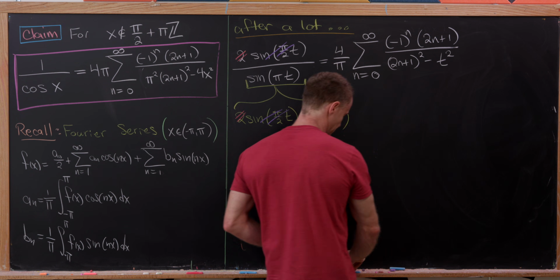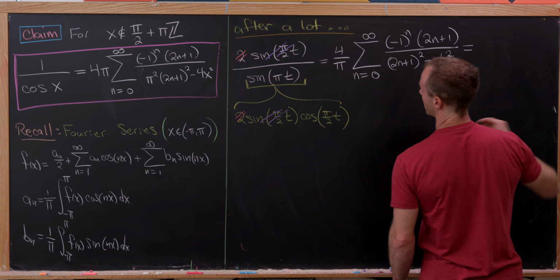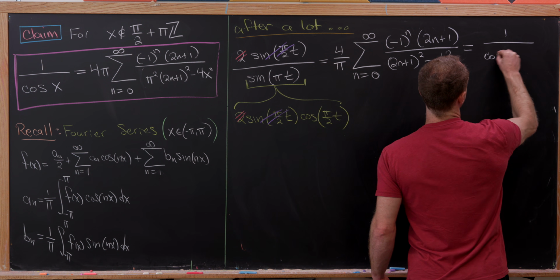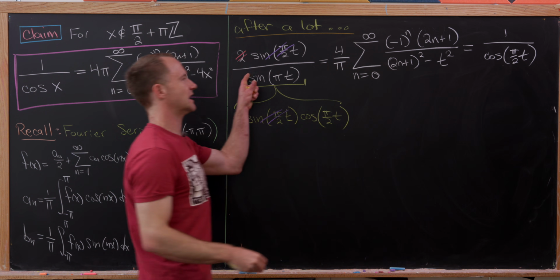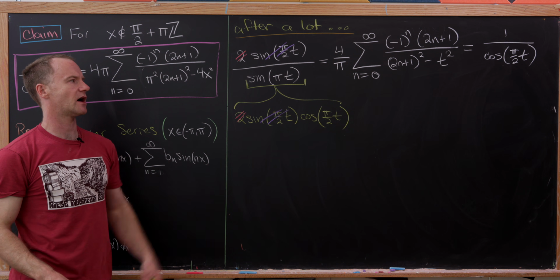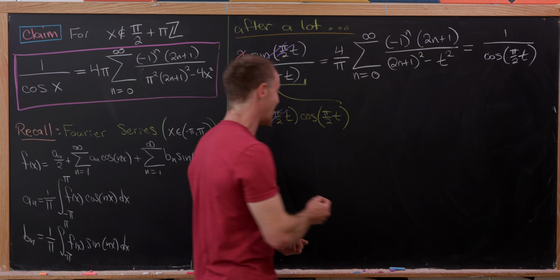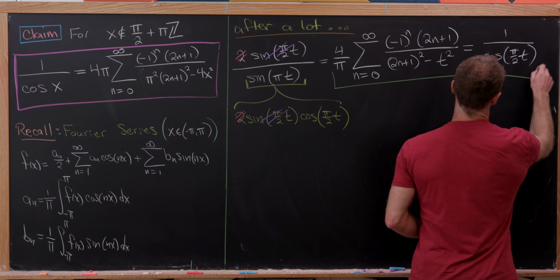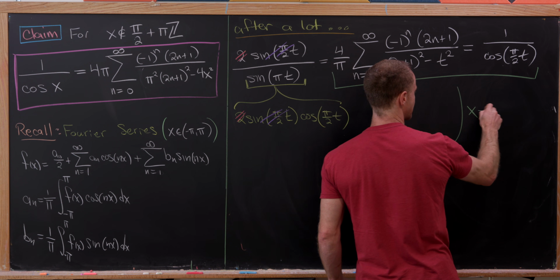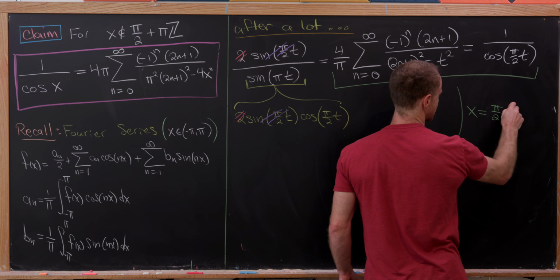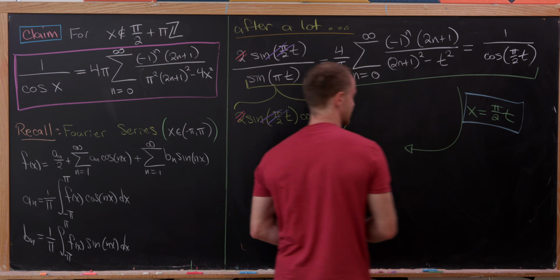So just to put this all together, that means that what we really have is 1 over cosine of pi over 2 times t. That's how this left-hand side is simplified. I obviously wrote it over there on the right-hand side though. Okay, so lastly, we'll take this entire object and we'll make a substitution. And that substitution will be to set x equal to pi over 2 times t. And see where that takes us.